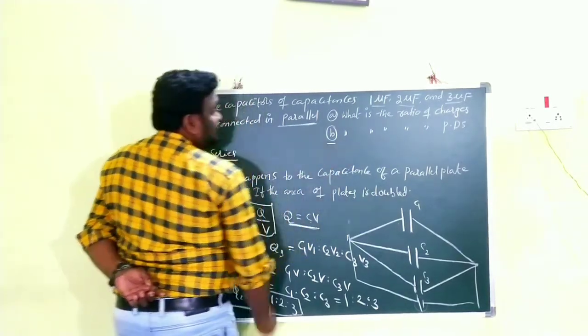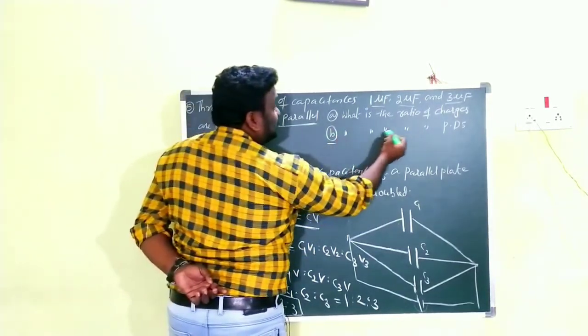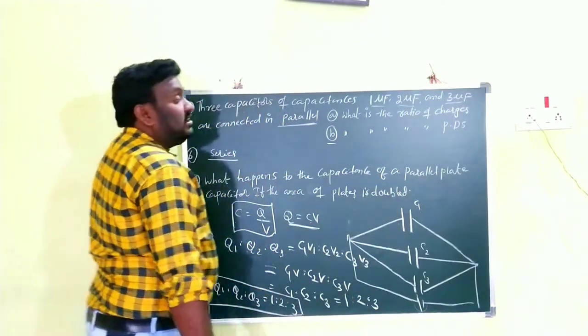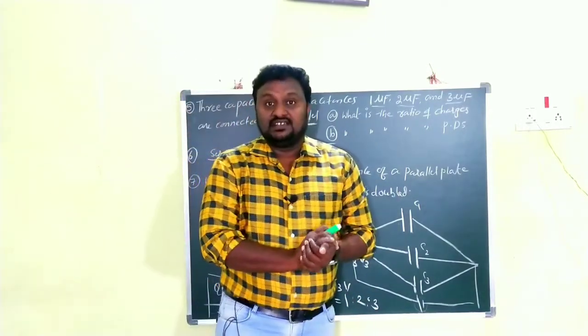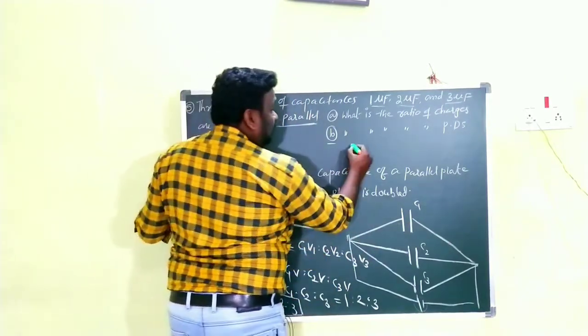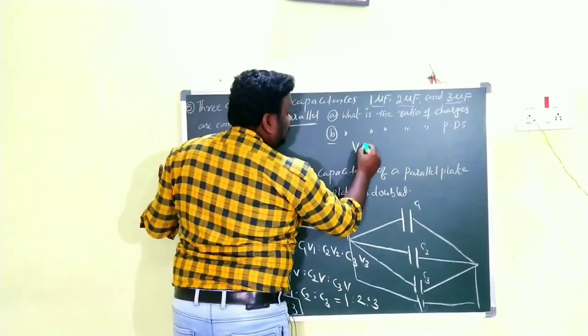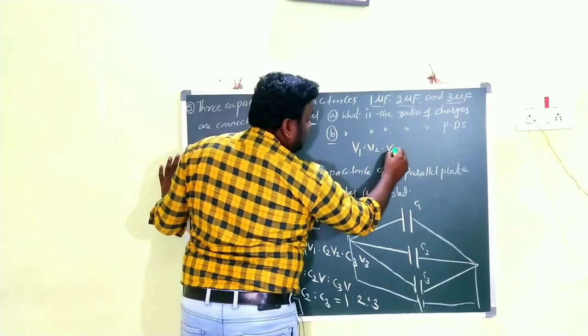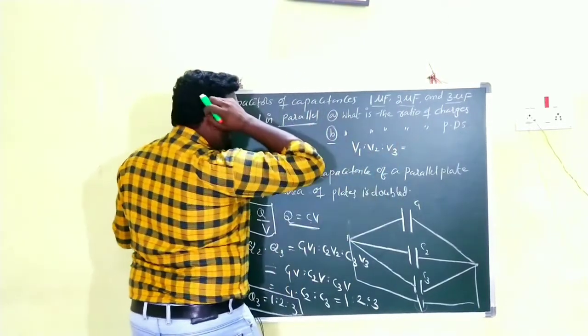Now second bit, children. What is the ratio of potential difference? I already told you. In here only I am writing. In parallel combination, V1 is to V2 is to V3, nothing but what, right?